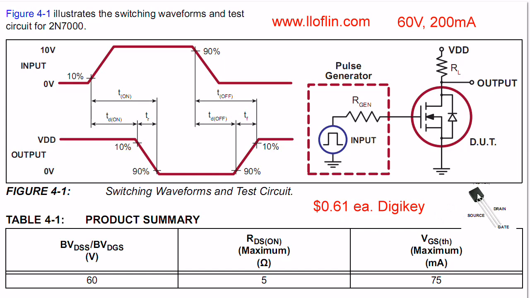But a single N-channel little MOSFET like this costs more than the ULN2003 at 58 cents. So it'd probably make more sense to use the ULN2003.